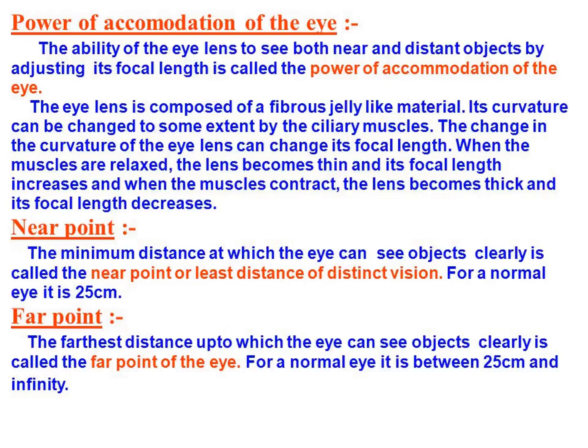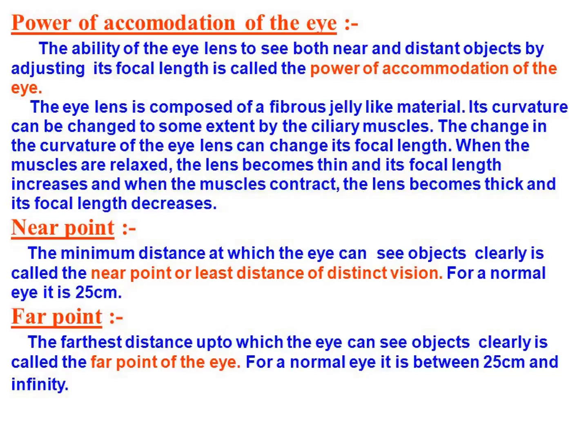So when we see the distant object, ciliary muscles relax, and it makes the eye lens very thin. When we see the distant object, ciliary muscles relax. When we see the nearby object, what happens? Ciliary muscles contract. So in this way we can see the objects clearly.